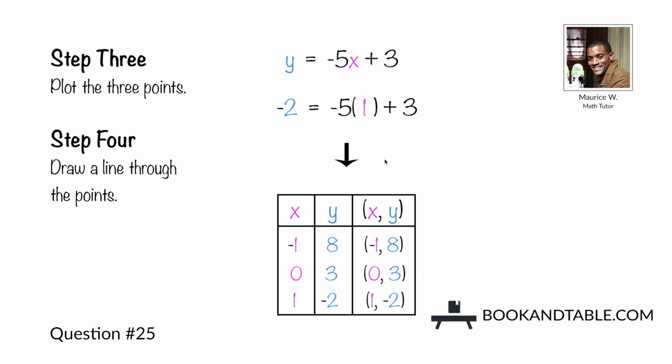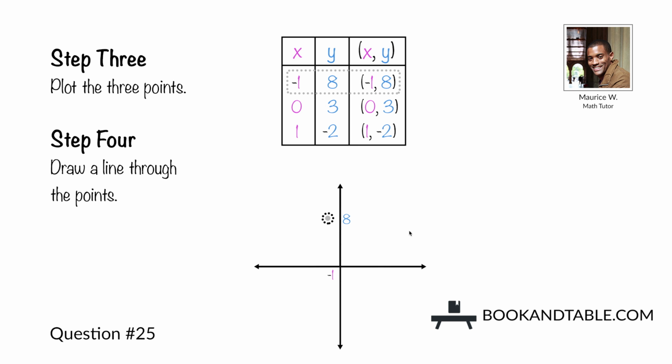And now that we have our 3 points, step 3, plot the 3 points. And step 4, draw a line through the 3 points. So you draw out a coordinate plane. You plot your first point, -1, +8. The second point, 0, 3. And the third point, 1, -2. You see the 3 points are on the same trajectory, so the 3 points are correct. So you draw a line through those 3 points, and you have the sketch of y is equal to -5x plus 3.